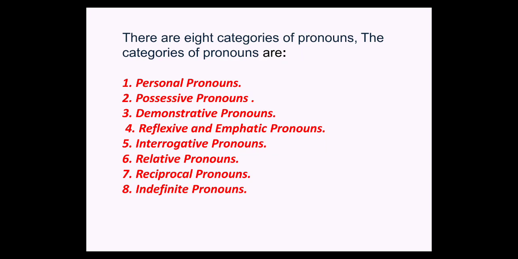The categories of pronouns are: first one, personal pronouns; second one, possessive pronouns; third one, demonstrative pronouns; fourth one, reflexive and emphatic pronouns; fifth one, interrogative pronouns; sixth one, relative pronouns; seventh one, reciprocal pronouns; and the last one, indefinite pronouns.